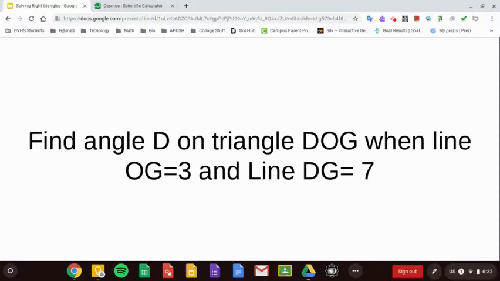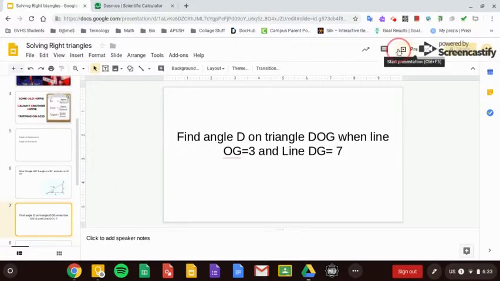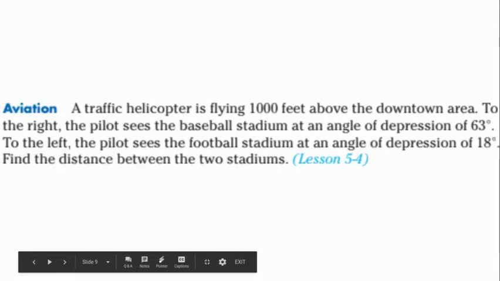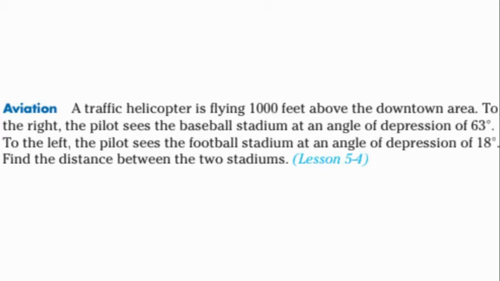Easy enough. So now, next up, we have another problem. This is where we're going to start seeing stuff about the angle of depression and elevation. So here's the problem. A traffic helicopter is flying 1,000 feet above the downtown area. To the right, the pilot sees the baseball stadium at an angle of depression of 63 degrees. To the left, the pilot sees the football stadium at an angle of depression of 18 degrees. Find the distance between the two stadiums.